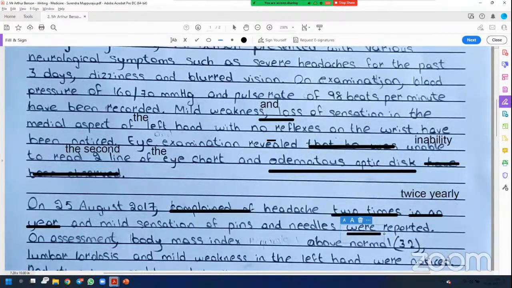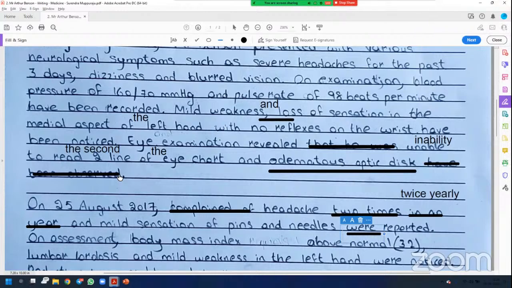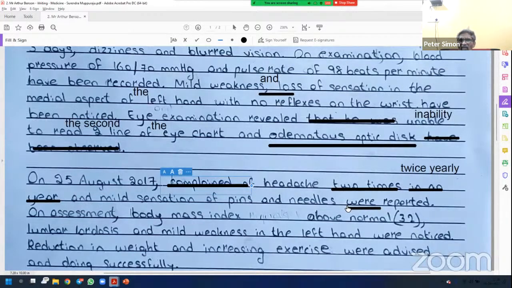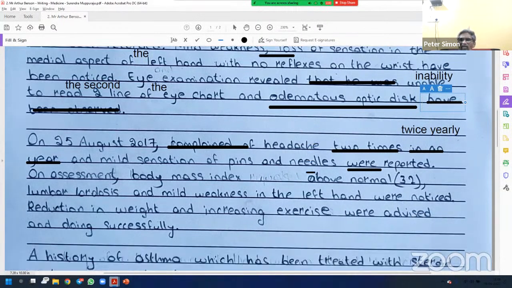Same mistake you have done here also. 2 things you have done and have been observed, you are saying. Either you join 2 things and write a plural verb, or separate 2 things and write 2 singular verbs. You are not joining and you are saying that is different. Complained of. Here 1 verb already you used. And again you are saying and mild sensation of pins and needles were reported. Here also the same thing, have been, you said. Edematous optic discs have been observed is okay, but disc, how can it be the same mistake? That means it is a conceptual mistake.